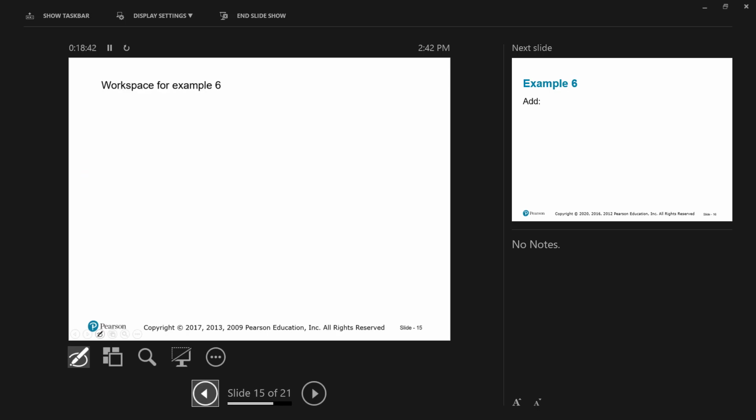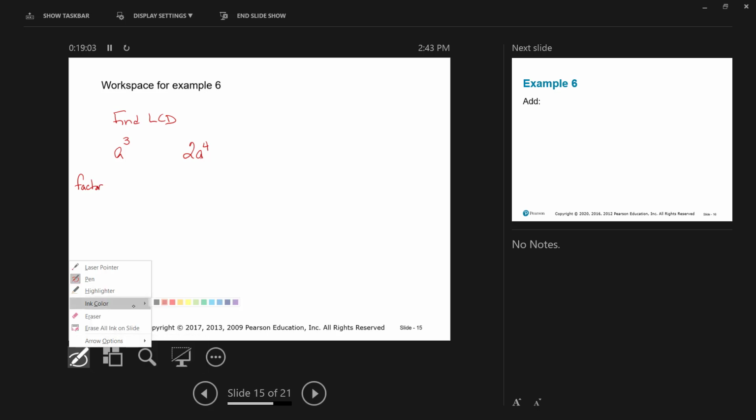So let's go back to our workspace. We need to find a common denominator. We need to find the lowest common denominator. That's our goal. So I have two denominators. I have an a to the third, and I have a 2a to the fourth. Our first step is to factor if possible, right? Okay, so these don't look like they could factor because they're not polynomials, in terms of there's no adding and subtracting to them. But I beg to differ.